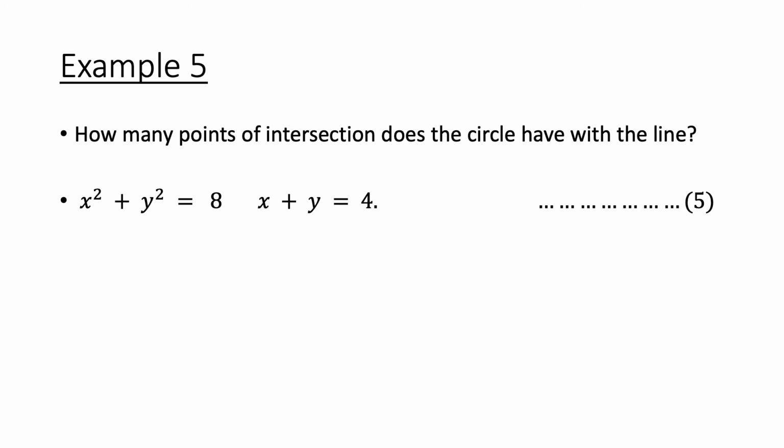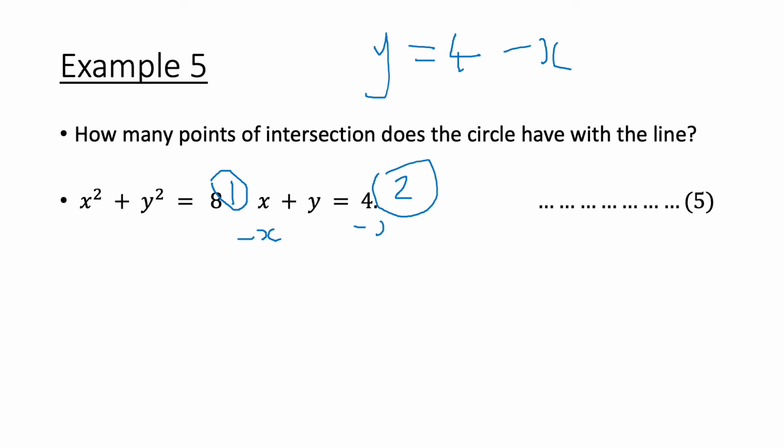Well, I've got x squared plus y squared equals 8, and I've got x plus y is equal to 4. Now, I've got a circle and I've got a straight line. So what I'm going to do is label that one equation 1 and that one equation 2, guys. I'm going to rearrange equation 2 to make y the subject or x the subject. It doesn't really matter. So I'm going to have y is equal to 4 minus x. Okay, so subtract x on both sides.